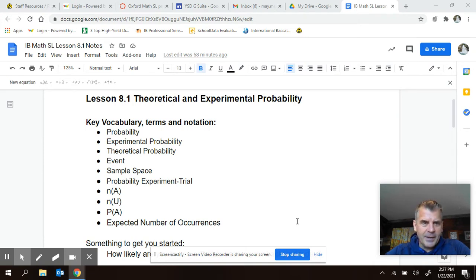We're going to dive right in here and look at chapter 8. Chapter 8 is all about probability. There are two types of probability you can see here in lesson 8.1. They mention both theoretical and experimental. And so the first part of this, we're going to look more into the theoretical side of probability.